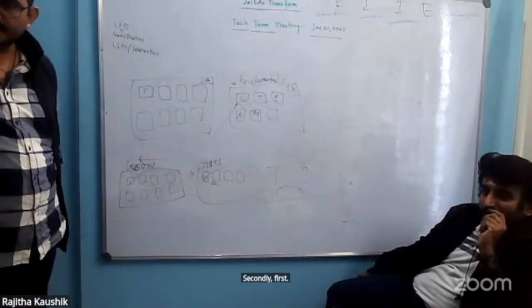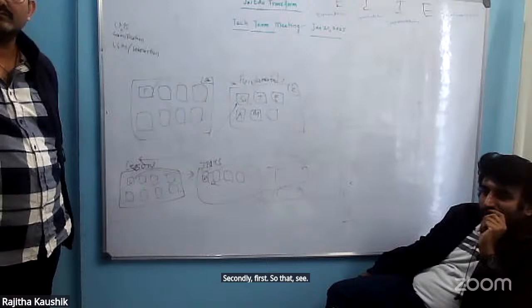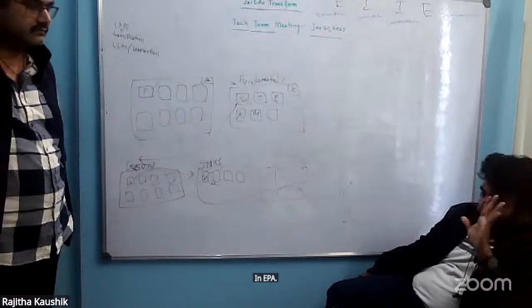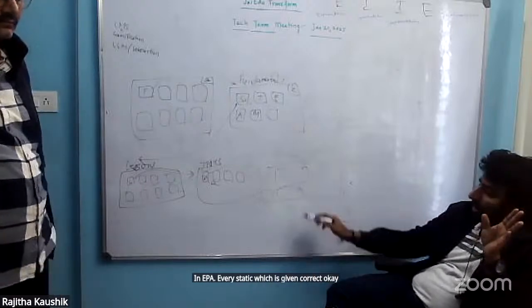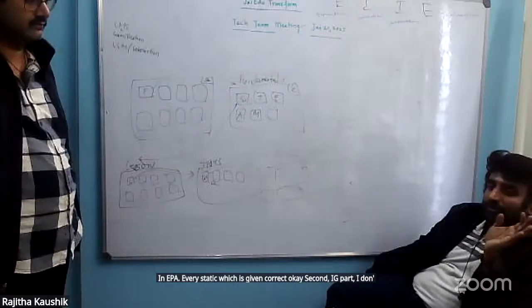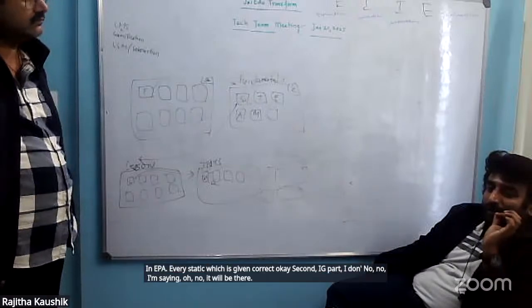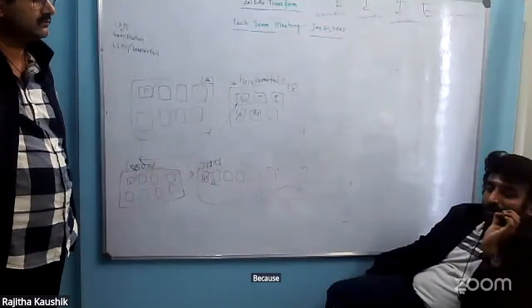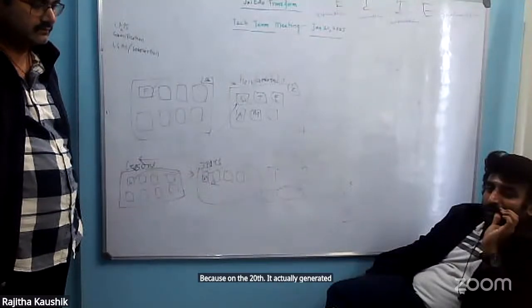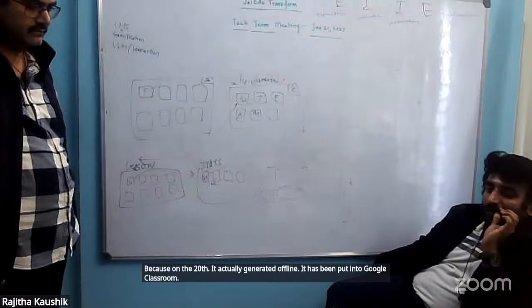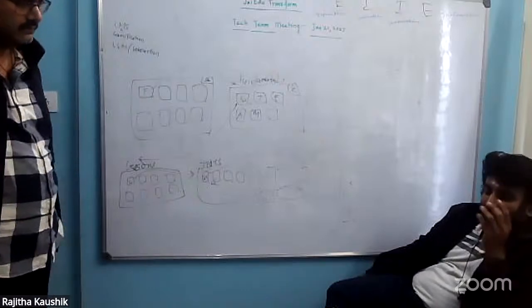In the first part, everything is static, which is given. Correct, no doubt. In the second part, it will be there, but it has to be generated offline. It has to be put into Google Classroom. They are familiar with Google Classroom. They have a structure.